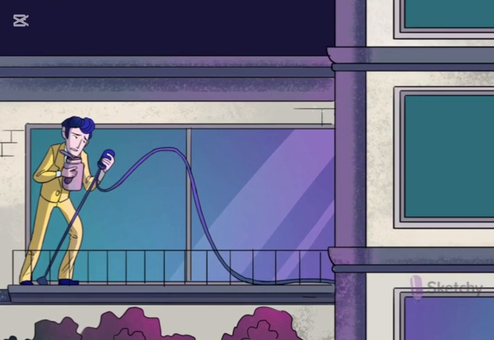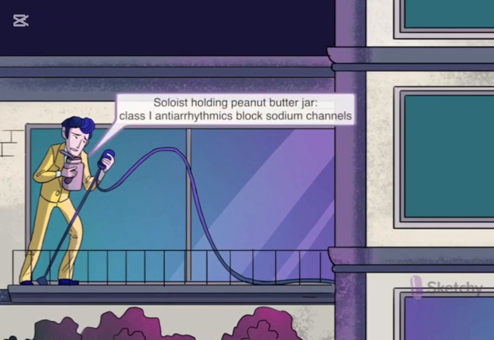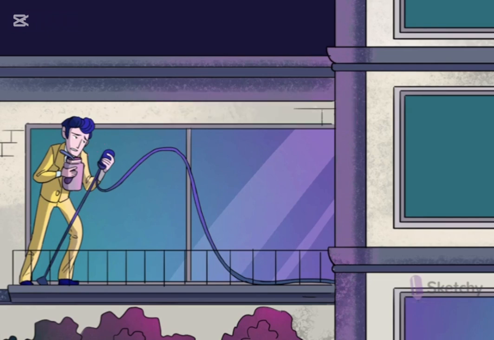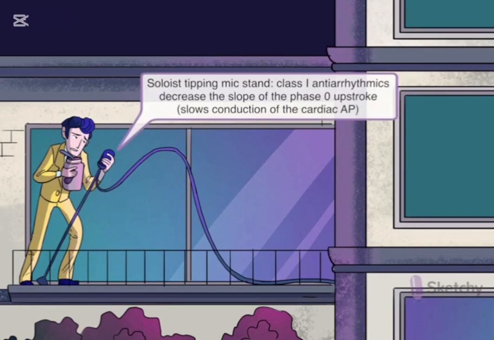What better way to suppress your sorrow than by downing an entire jar of peanut butter? Because peanuts are our recurring sketchy symbol for sodium, a peanut jar represents a channel for sodium, if you will. This sodium channel is next to the upstroke of the microphone stand to remind you that the cardiac action potential upstroke, phase 0, is dependent on sodium current. Not only that, see how our lonely soloist clutches tightly onto that sodium channel? This should remind you that type 1 antiarrhythmic drugs exert their effects through sodium channel blockade.